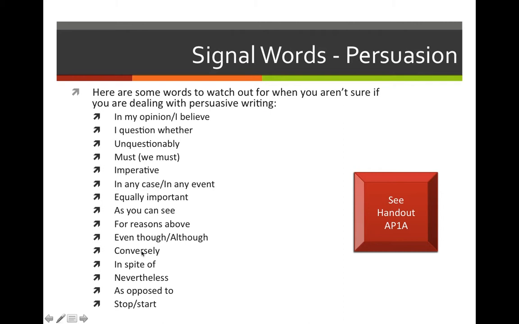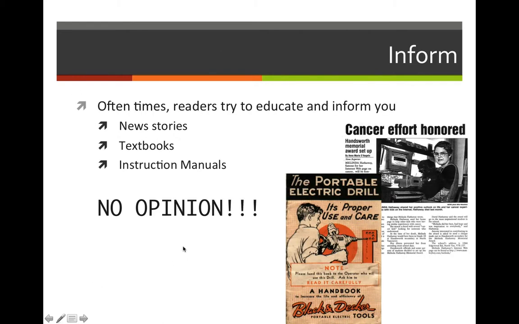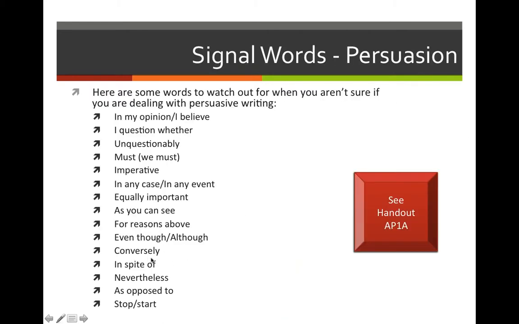Some of these are really indicative of a persuasive argument. For instance, conversely, and in spite of, because they actually show that the person who's writing it is about to introduce the opposite opinion. And that tells you right there that they are going to usually be persuading you.